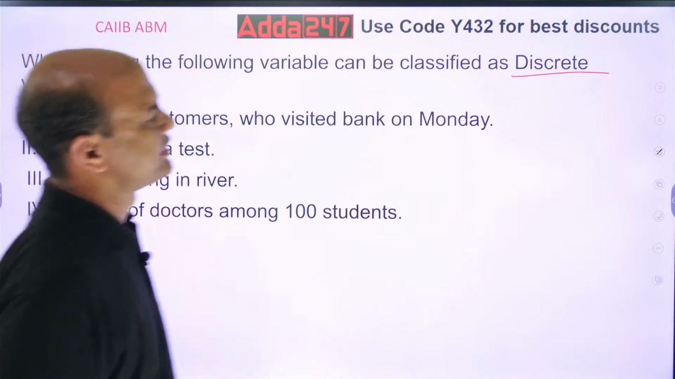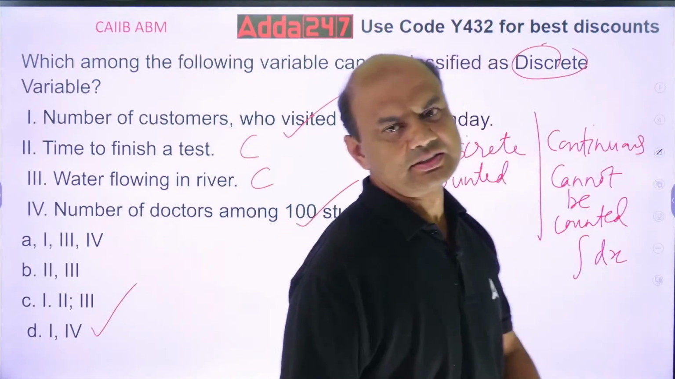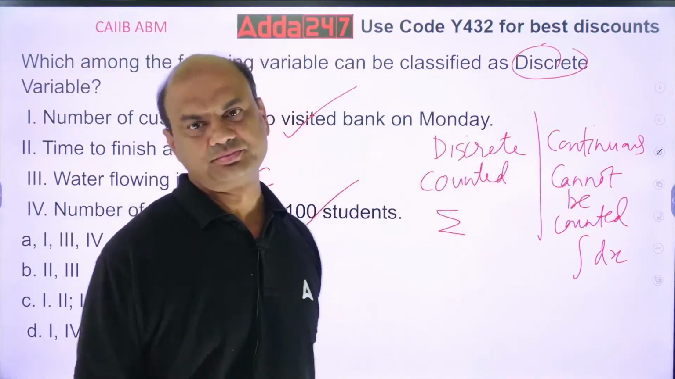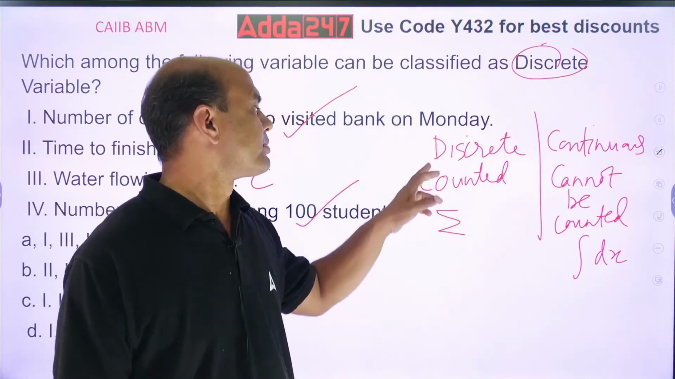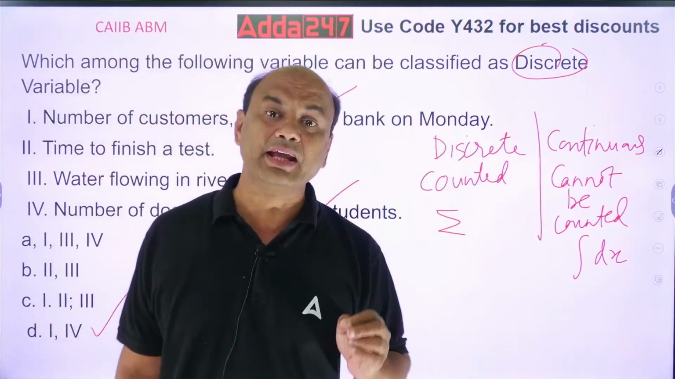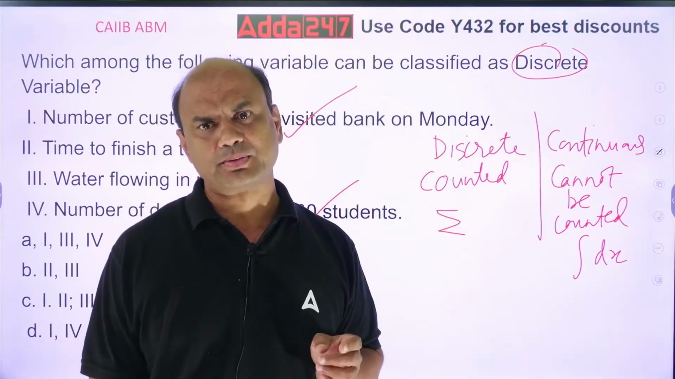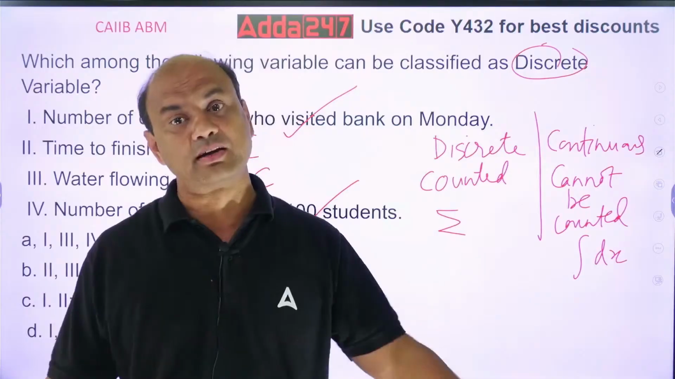Yes, it is. Discrete means what? Firstly, say this. Discrete and continuous, these two are important terms used in statistics. Discrete means which can be counted without the help of any other instrument. Without the help of any other instrument means simply I can count 1, 2, 3, discrete.